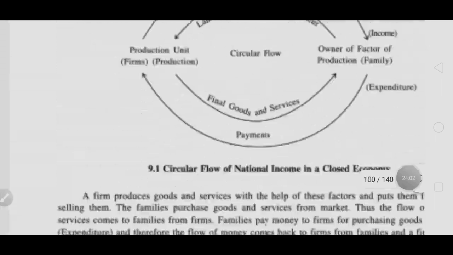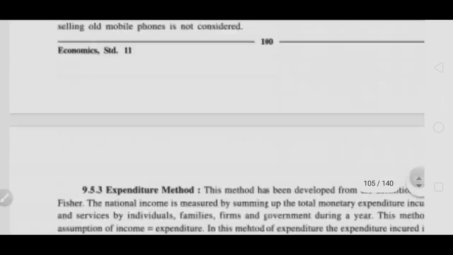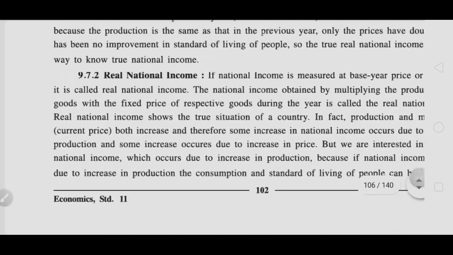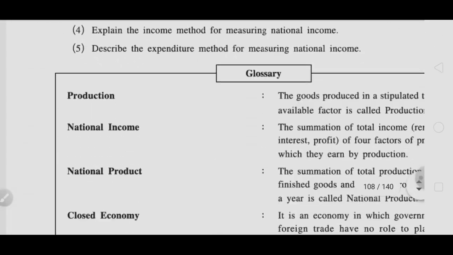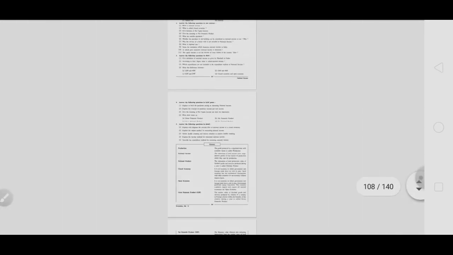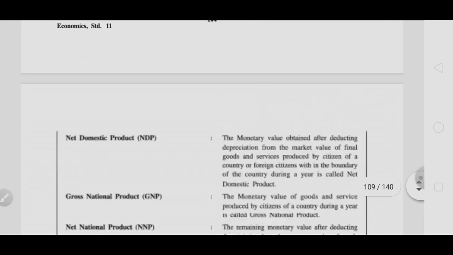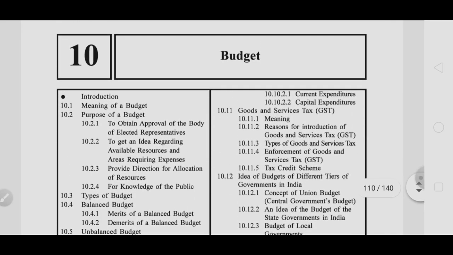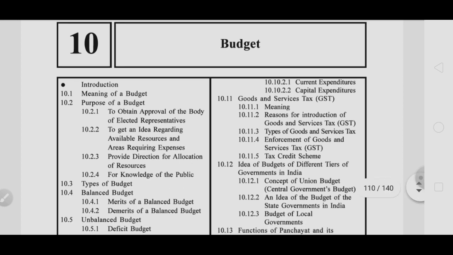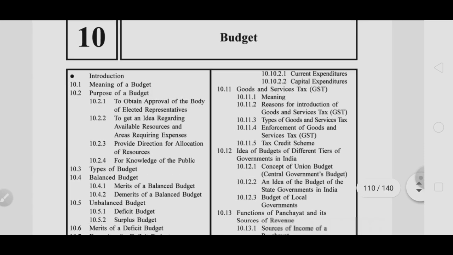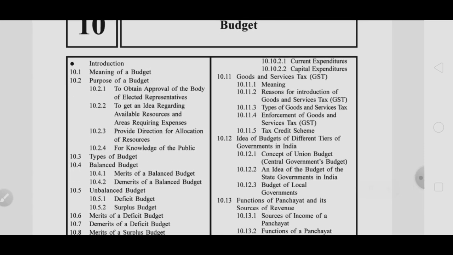Next one is chapter number 10, which is related to the government's budget. In the government budget, what is a budget? A budget is an expenditure and income statement of the government of India. So in this chapter, first of all we'll learn the meaning of a budget, then the purpose of a budget, in which there are four different purposes for preparing and explaining the budget.